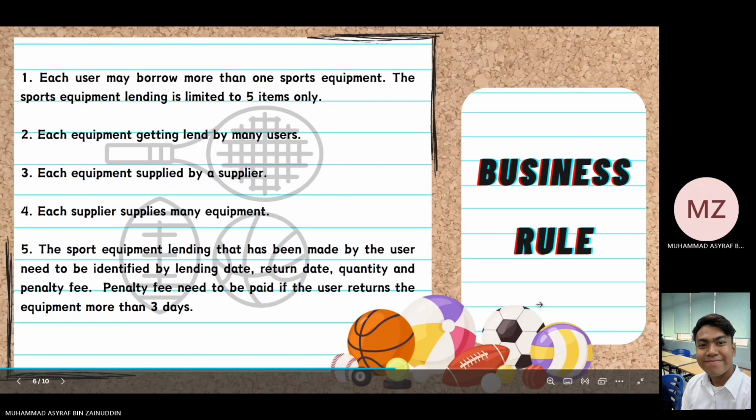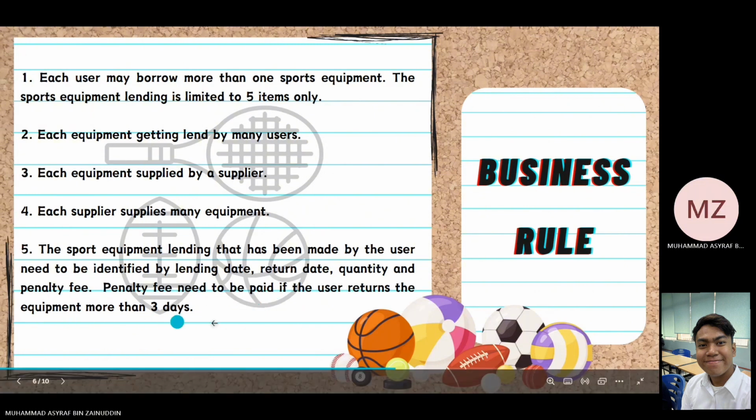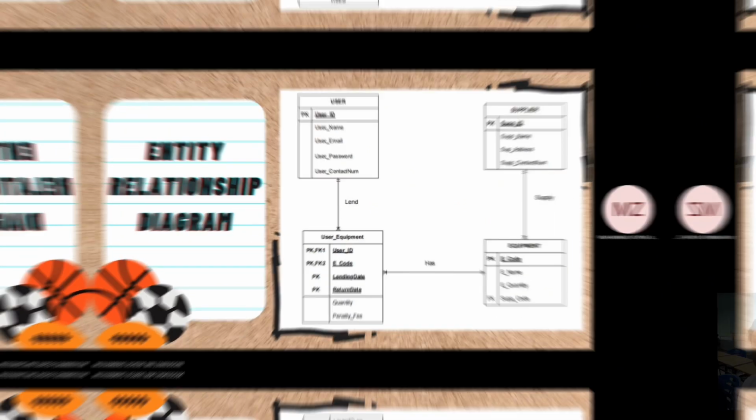Our last business rule is the sport equipment lending that has been made by the user need to be identified by lending date, return date, quantity, and penalty fee. Penalty fee need to be paid if the user returns the equipment more than 3 days. So we can see here, equipment is linked with user equipment with a relationship one-to-many. That's all from me. So we move on to the next part of our presentation, which is database demonstration.